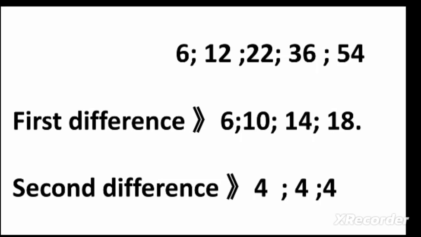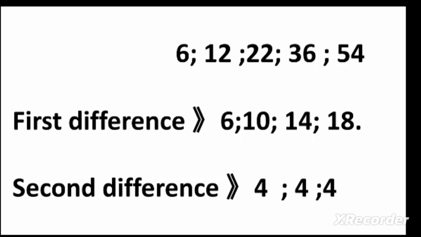And that is called the first difference. As you can see, the numbers are not the same. So what do we do from there? We take the second term of the first difference, we minus the first term of the first difference. 10 minus 6, that is 4. 14 minus 10, that is 4. 18 minus 14, that is 4. So that is our second difference.